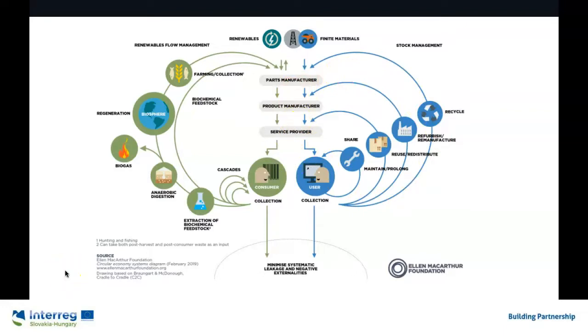The technical cycle generally contains those materials that are not biodegradable, that cannot be easily processed by natural processes. These are, for example, metals or plastics, conventional plastics, that is. They come from finite resources and do not decompose, as I already said, and this is why their useful life should be prolonged. So in a technical cycle, products, components, and materials are circulating in the economy for as long as possible.